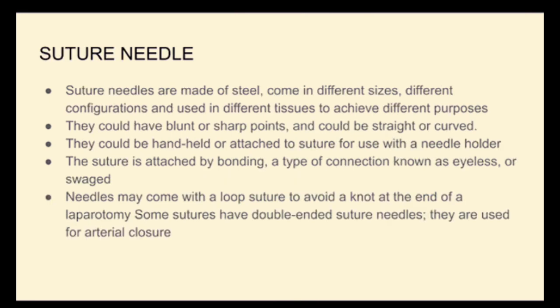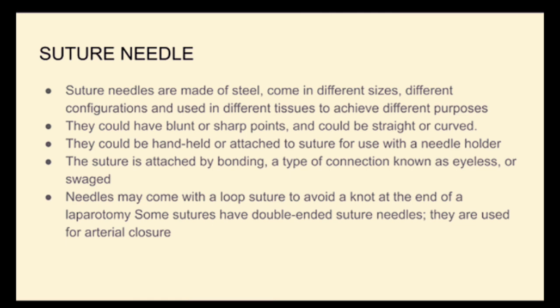So briefly talk about suture needles, because we can't use sutures without the needles. So generally, suture needles can be classified according to their shape. They can be straight or curved needles. According to the cutting edge, it can be round body or cutting needle. According to the tip, it's round tip needles, blunt tip, triangular tip needles. And generally, suture needles are made of steel and they come in different sizes, different configurations, and they're used in different tissues to achieve different purposes.